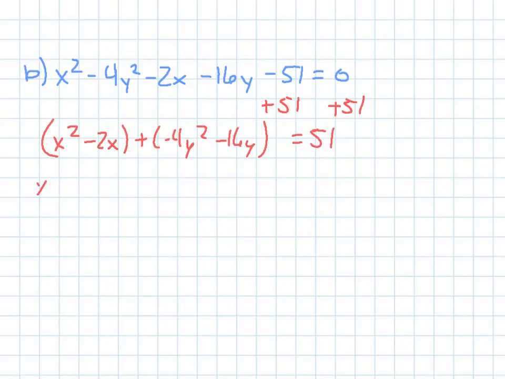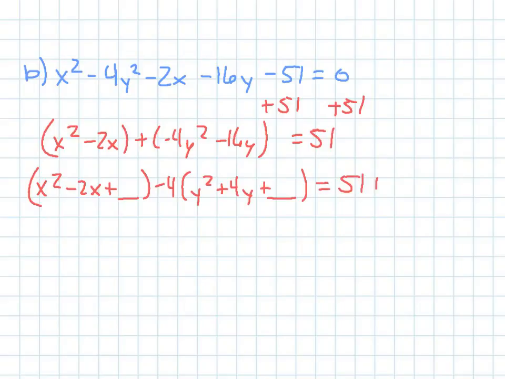And now I want to complete the squares. So I add my plus minuses. I'm going to factor out the negative 4 to make it y squared. And then that makes that plus 4y. And then a plus blank. So now 51 plus a blank plus a blank. And so then here, half of negative 2 is negative 1. Squared is 1. So it gets me a 1. Half of 4 is 2.